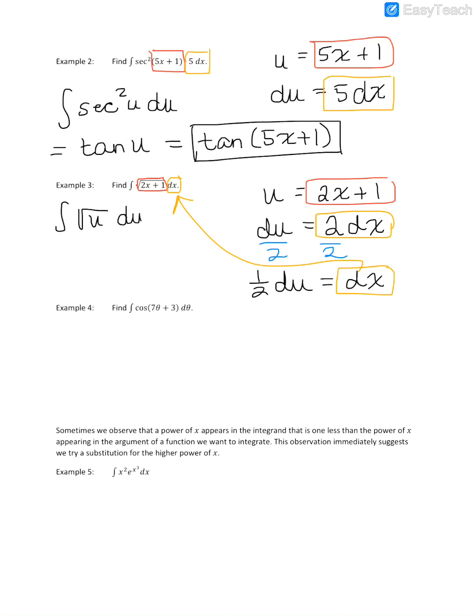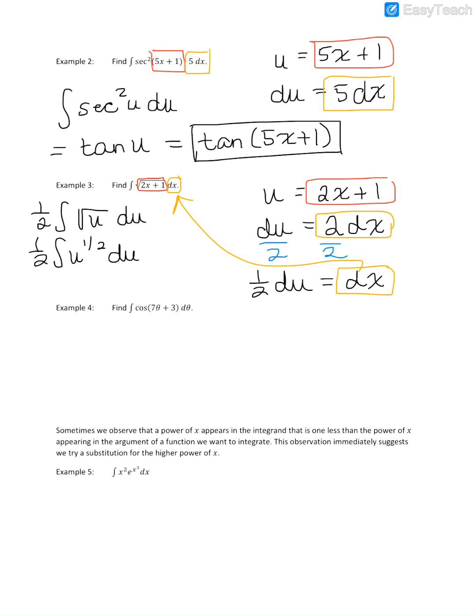I'm going to put the du here, and I'm going to put the 1/2 here, because remember, with integrals, we're allowed to take out the constant. So that just makes everything a little bit simpler for me. All right, this is now a regular integral. So I'm going to just really quick rewrite this as a u to the 1/2.